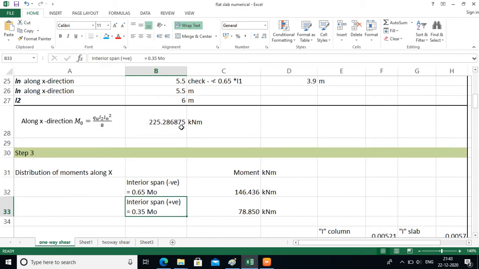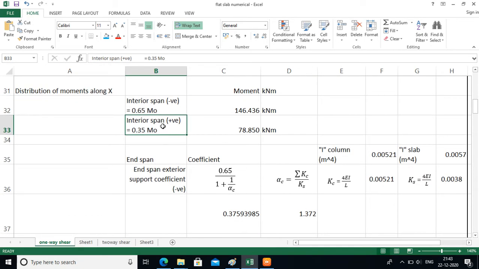The m0 value we have already calculated in step 2. So we get the interior span positive moment as 0.35 times m0, and that gives us 78.850 kilonewton meter. In the same way we can calculate the support moment for the interior span. The distribution factor is 0.65 times m0, which is negative because at support we have the negative moment, the hogging shape of the bending moment diagram.